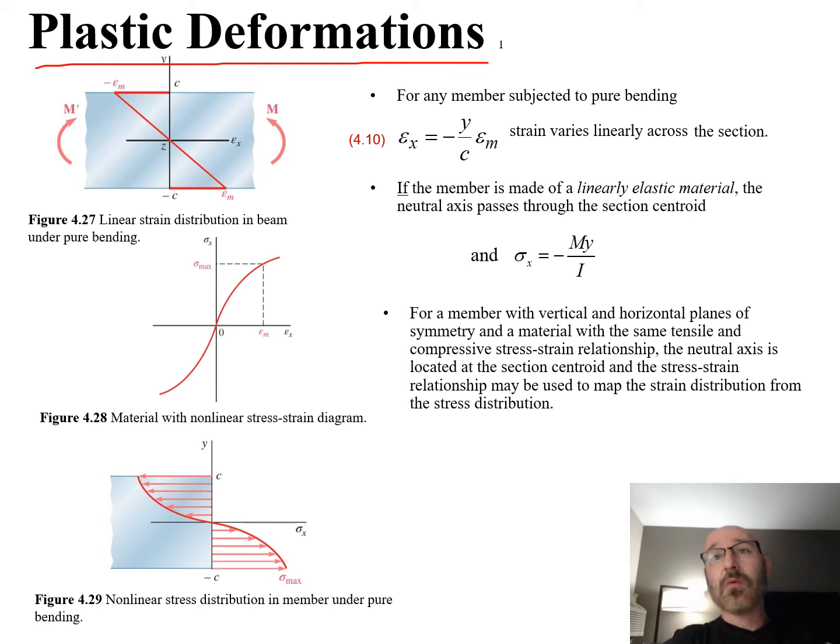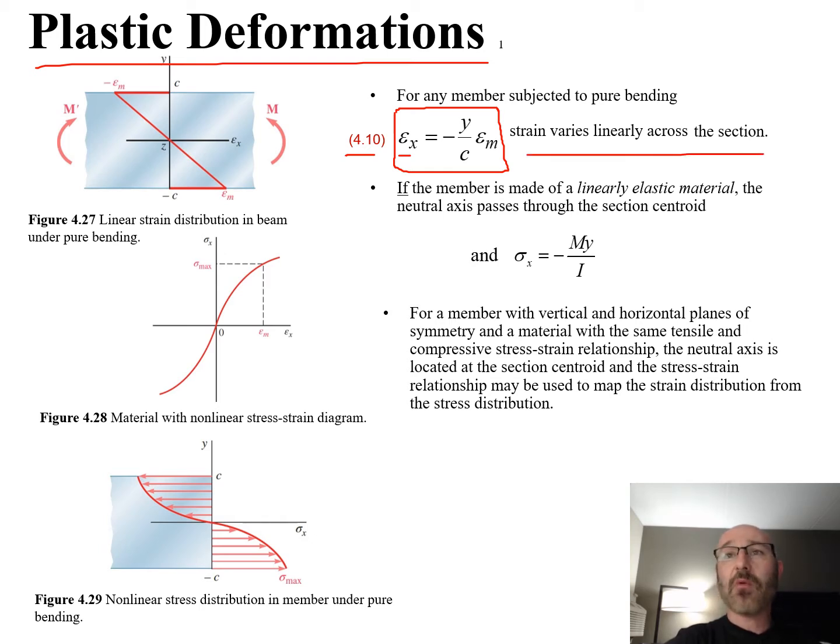So within this, what we want to do is reference back to our textbook to equation 4.10. Within 4.10, what we can see is that for any member that's subjected to pure bending, we have this following relationship. This is saying our strain in the x direction is equal to y over c times epsilon sub m. So what this says is that our strain varies linearly across the section.